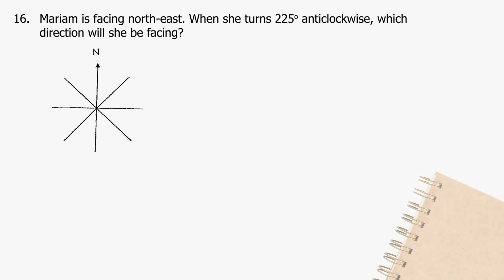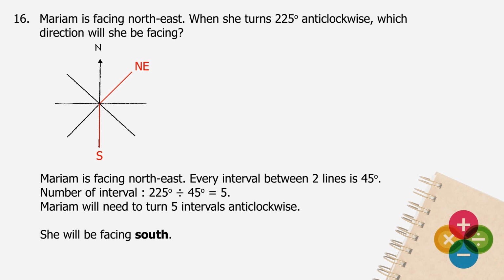Question 16. Mariam is facing northeast. When she turns 225 degrees anticlockwise, which direction will she be facing? Mariam is facing northeast. Every interval between two lines is 45 degrees. The number of intervals will be, divide 225 degrees by 45 degrees, and the quotient is 5. Mariam will need to turn 5 intervals anticlockwise. She will be facing south.